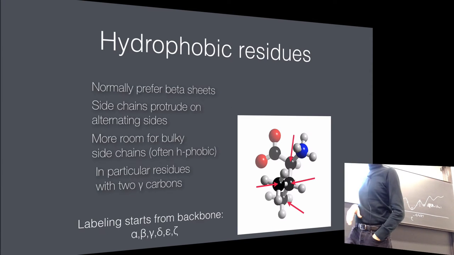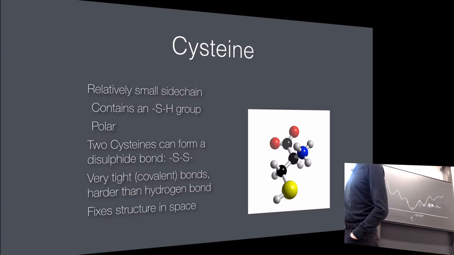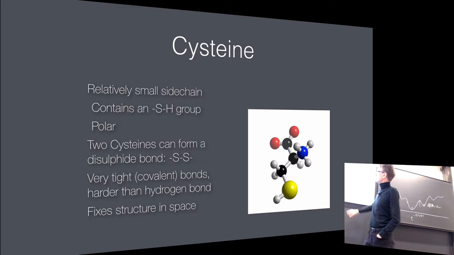There are a bunch of longer hydrophobic residues. Just to get to know that C alpha is the first atom, and then we don't have more imagination, so we continue along the Greek alphabet. So the beta carbon, the gamma carbon, that's if you continue out the side chains. Cysteine is another small cool residue. We have a sulfur atom here.